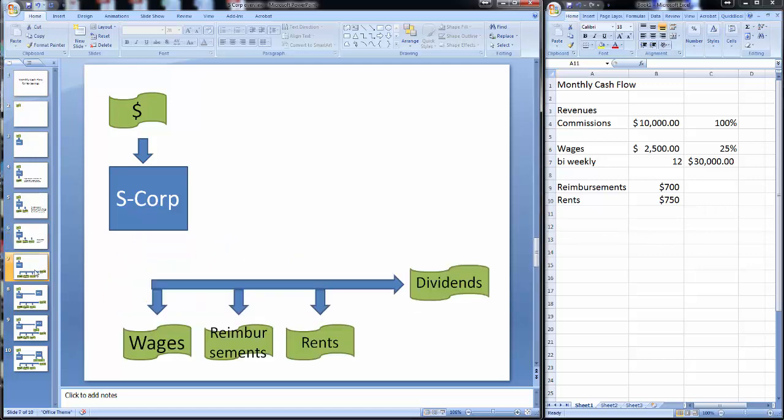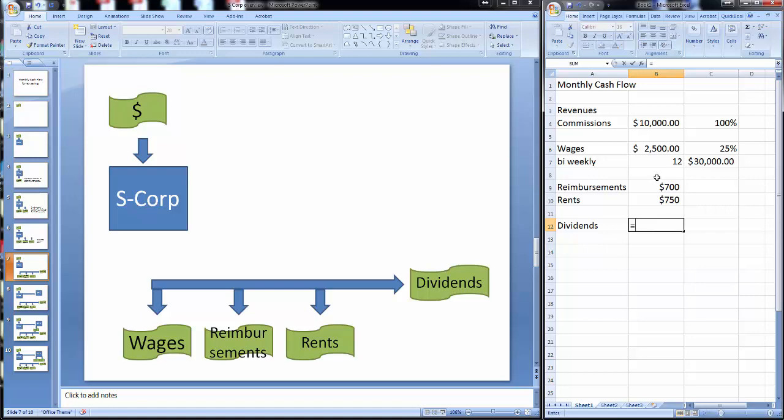All right, the next thing you're going to want to do is dividends. So dividends is kind of the last thing that comes out of it. So how do you pay yourself dividends? It's really easy. You just write yourself a check, right? That's probably what you're used to now. You're paying out yourself dividends.